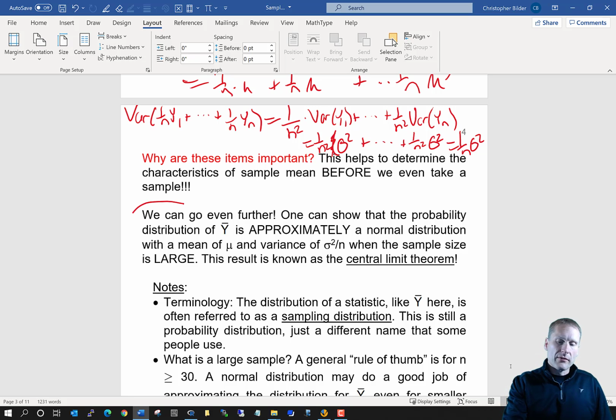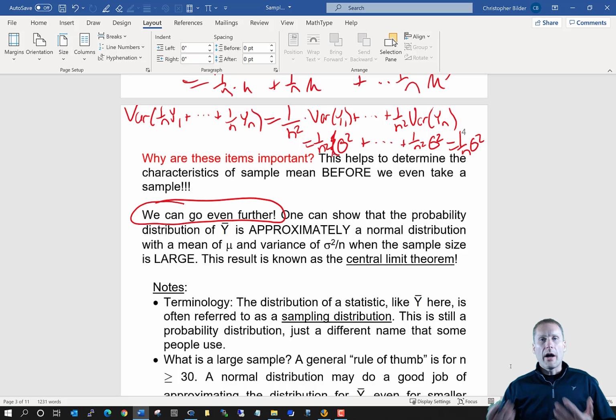But this result that we're talking about now with y bar gets even better. One can show that the probability distribution of y bar is approximately a normal distribution, where the mean of that corresponding random variable is mu, and the variance is sigma squared divided by n. This works if your sample size is large. The result we're talking about is what's referred to as the central limit theorem, which is one of the most important parts of statistics.